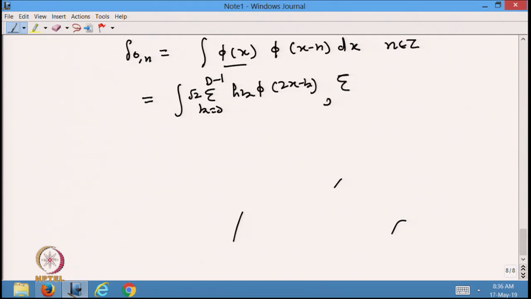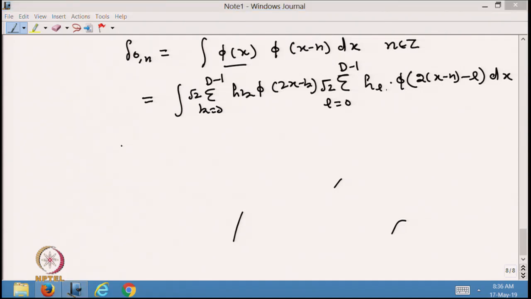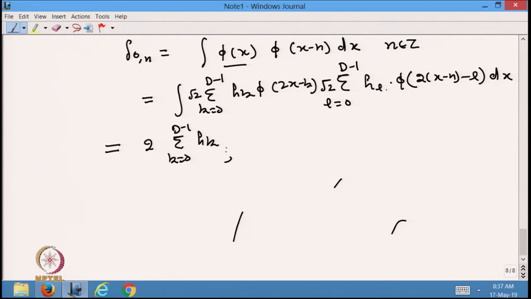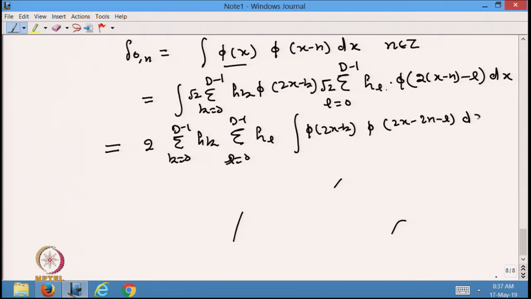Here I am taking an index L. So, this will become 2 summation of k from 0 to d minus 1, h k, and another summation will be on L, h L, and then this integral will become phi 2x minus k, phi 2x minus 2n minus L, into dx.